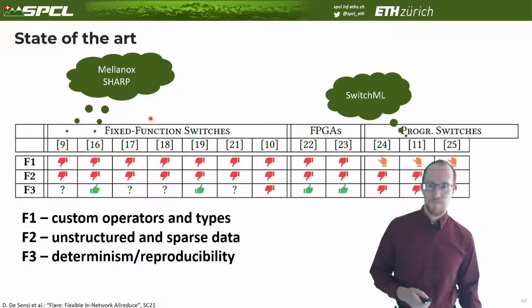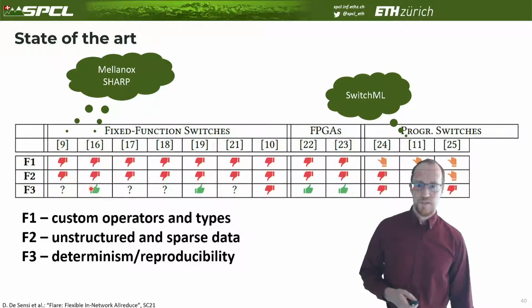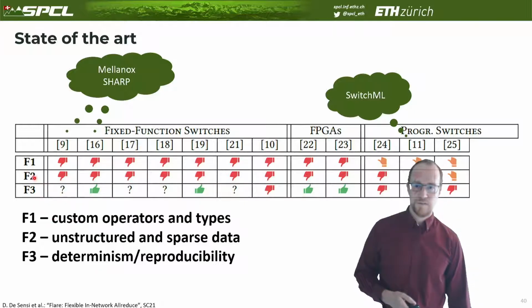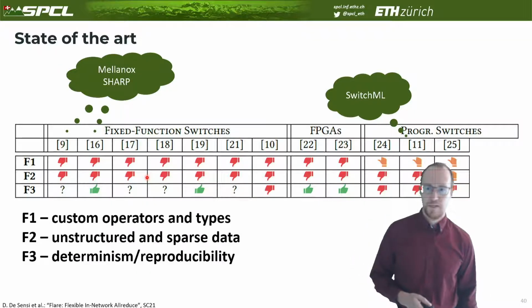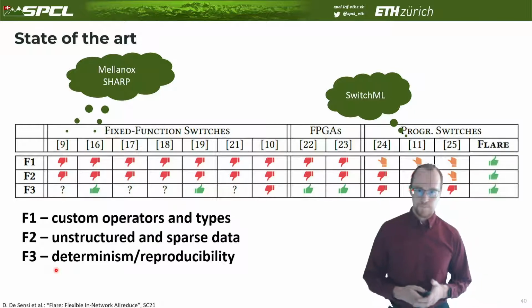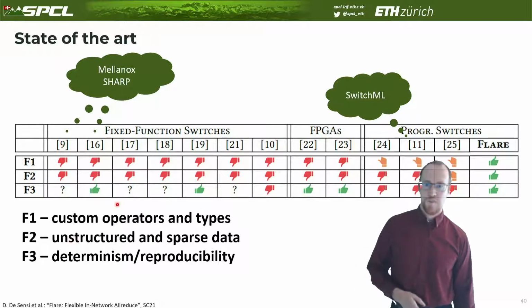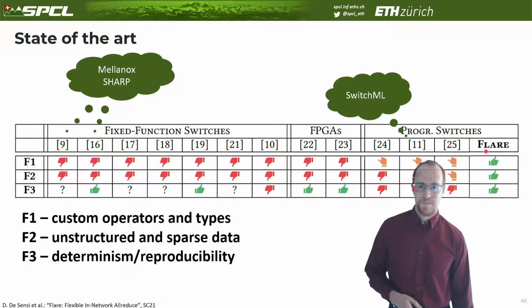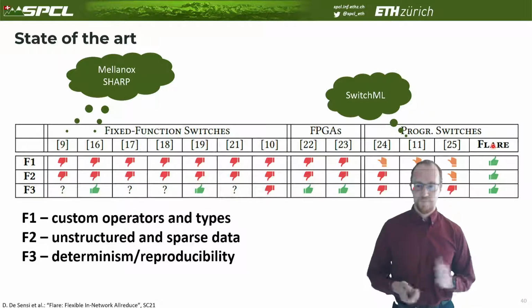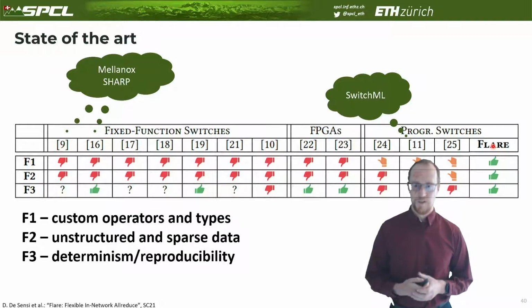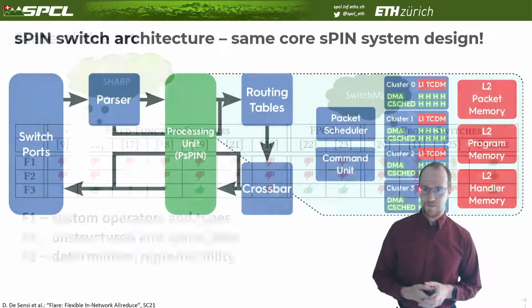Okay, so then I have 3 different functionalities here. F1 is whether these implementations support custom operators and custom data types. F2 is whether they support unstructured and sparse data, and F3 is whether they support determinism and reproducibility. You can see not all of them support all of these, but of course our implementation, Flare, supports all the different functionalities in one particular implementation.